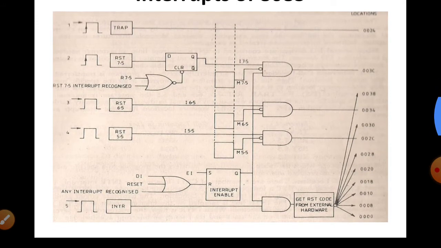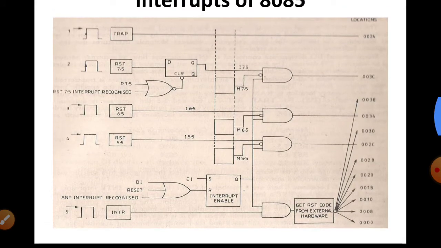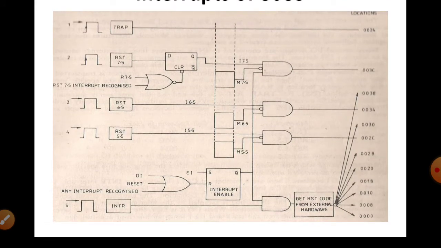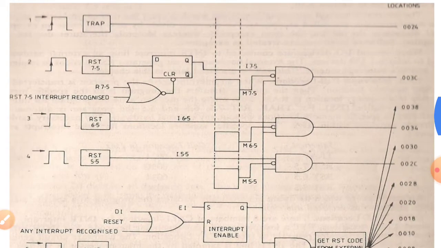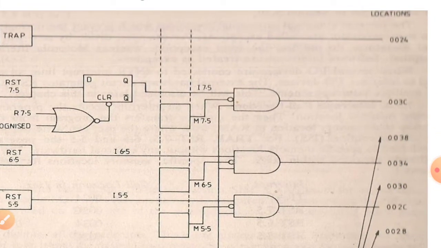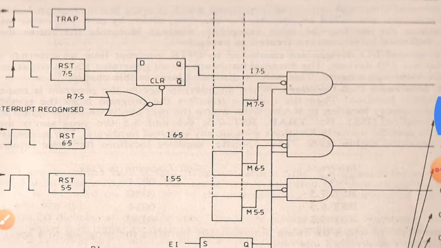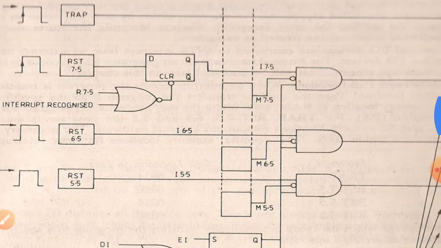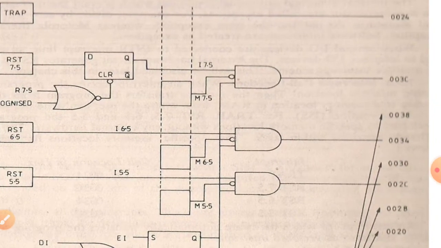Now, this diagram is a total representation of the interrupts used in 8085. We already know that there are 5 lines available in 8085: TRAP, RST 7.5, 6.5, 5.5, as well as the INTR. Now, as you see, whenever any device has interrupted with the TRAP, it will go to the address 0024. Any device that has interrupted through RST 7.5 will go to the address 003C.